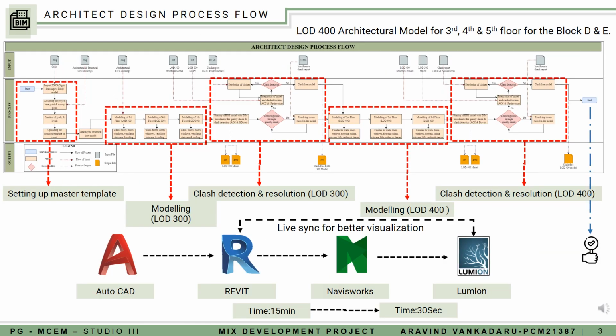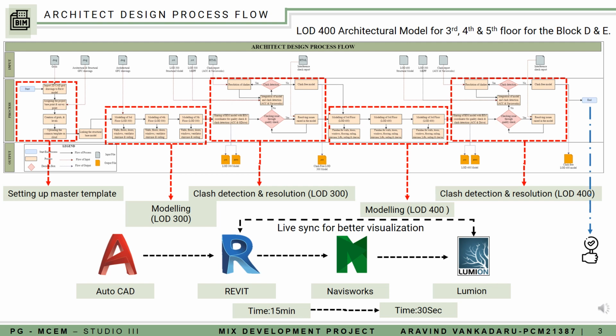Architect design process flow map. As far as this flow map is concerned, it has been divided into five different stages. Initially, setting up the master template for the team. Later, LOD 300 modeling has been done. This model has gone through a clash detection and clash resolution process. After the clash resolution, the model is further developed to LOD 400, adding all the parametric values to the model. Later, this LOD 400 model also undergoes clash detection with various consultant models.